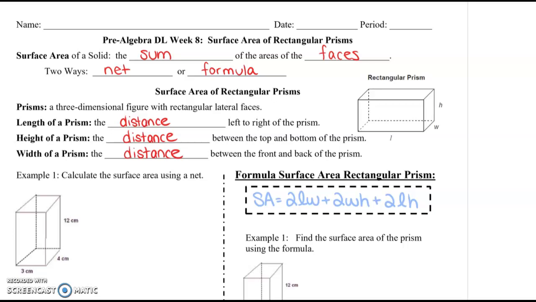Basically, a prism is a three-dimensional figure with all rectangles. Everything you see is a rectangle, and the length is the distance between left to right. The height is obviously how tall it is, and the width is from front to back.